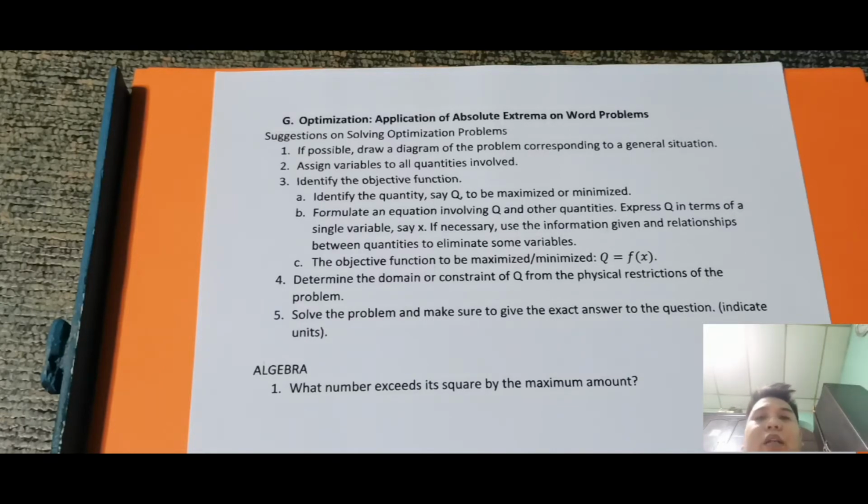Okay, so una, in this video, pag-usapan natin yung application na optimization sa ating algebra. Sa next video, about trigonometry, then sunod is analytic, sunod is plane or solid plane geometry, then lastly is solid geometry. Okay, then saka tayo lilipat ng panibagong topic.